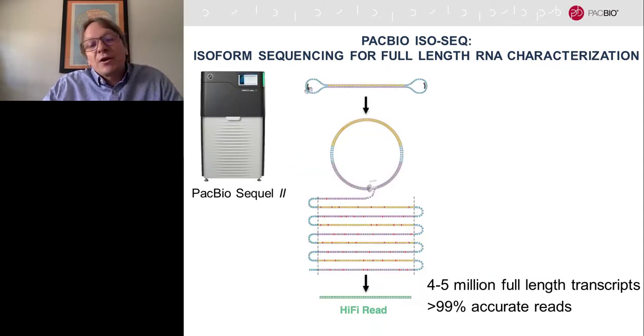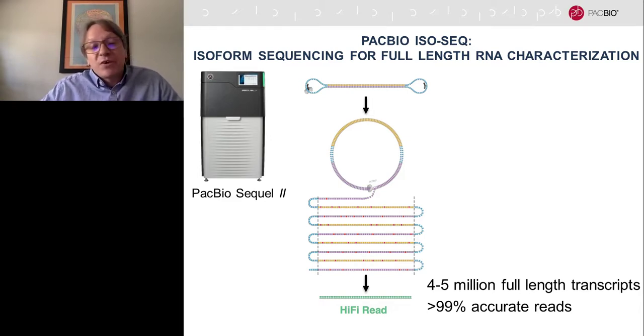And so the way our sequencing works is we generate very long polymerase reads where the polymerase goes around and around this SMRTbell and generates reads on both strands. And then once these are aligned to each other, we can generate what we call a HiFi read. So our runs with ISO-SEQ can generate around 4 to 5 million full-length reads, and these are over 99% accurate.